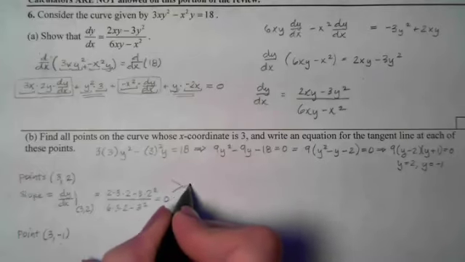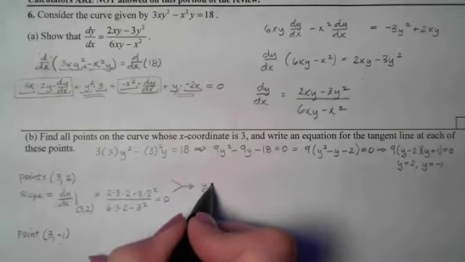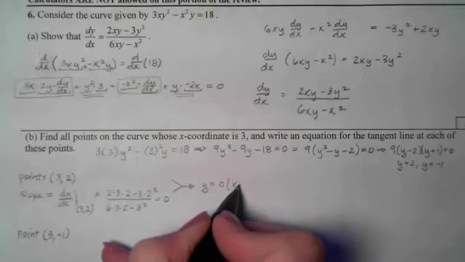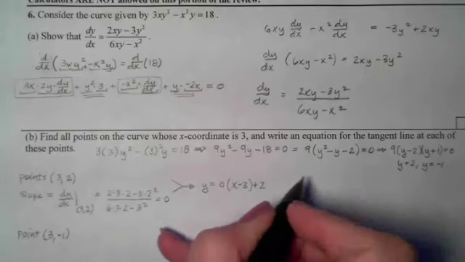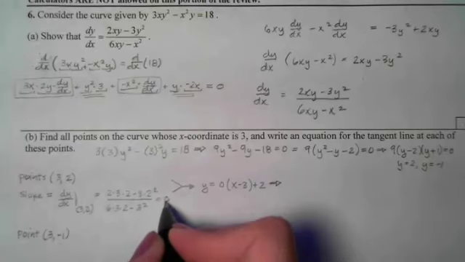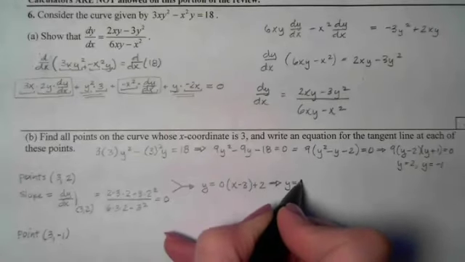So using the slope and the point, I can write y equals the slope times x minus the x coordinate plus the y coordinate. Or you could see, since the slope is 0, it's just a horizontal line.